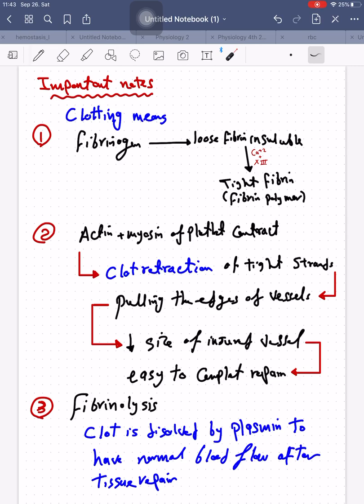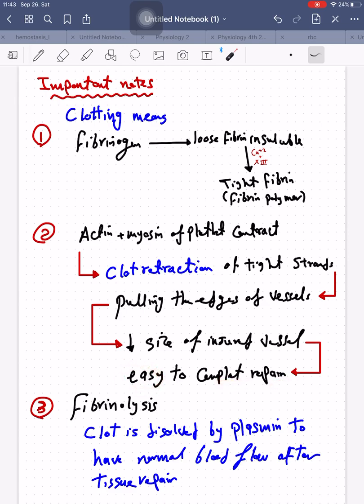To make a tissue repair, the actin and the myosin of the platelets should contract. Of course, they have calcium as well. So actin and myosin, with the help of calcium in the platelets, will make them contract. That contraction of the platelets results in something very important called clot retraction. Clot retraction makes the edges of the wound come together. So I pull the edges of the vessels, which decreases the size of the injured vessel. The size of the wound will be decreased. I bring the edges together, and this makes it easy to complete the repair.